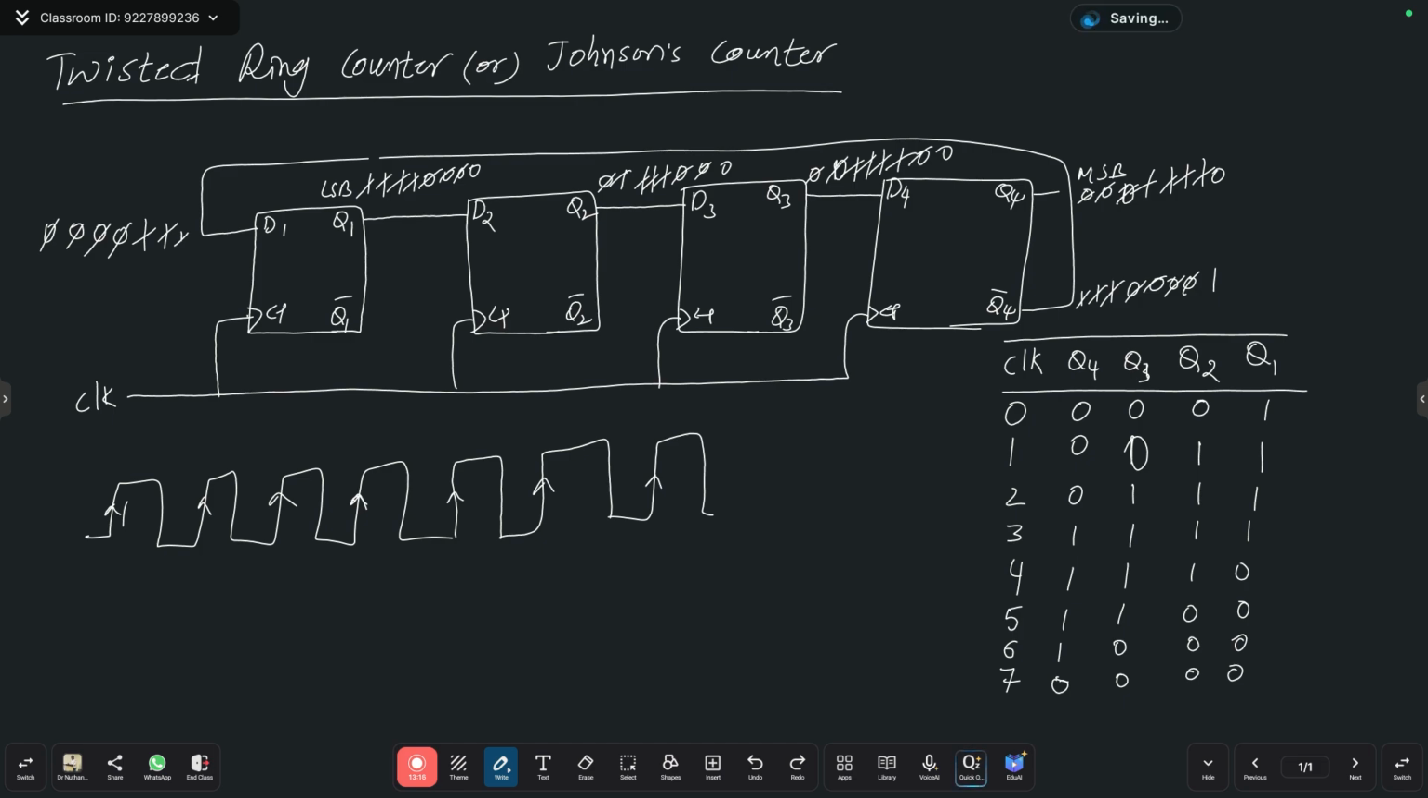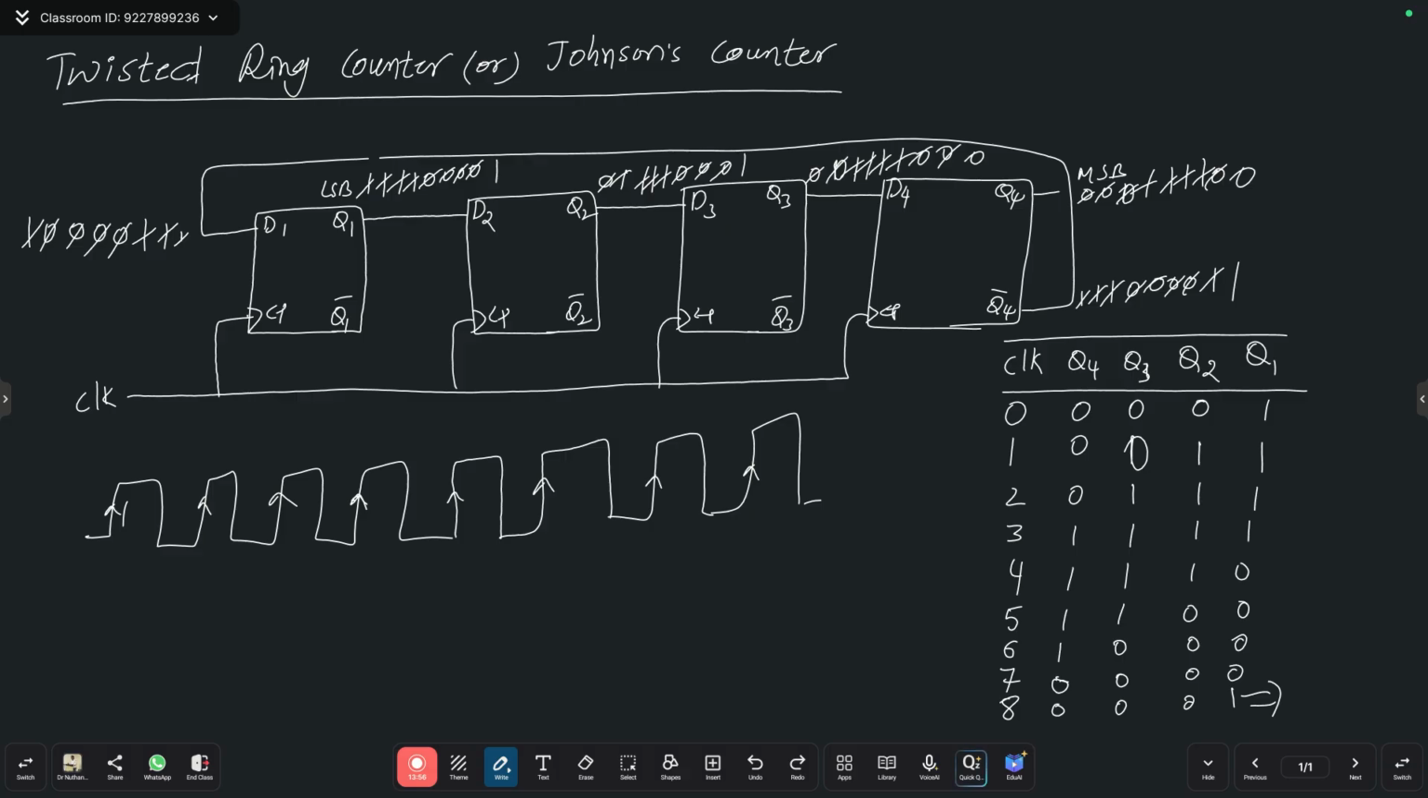Next, when I am not giving clock, this will be ready. 1 will come to here, waiting for the triggering of the first flip-flop. So input is ready. Then when I am triggering, then what is happening? This 1 will be transferred to here, 0 moves to here, this 0 moves to here, this 0 moves to here, and 0 complement is 1. Now what is the status now? 0, 0, 0, 1.